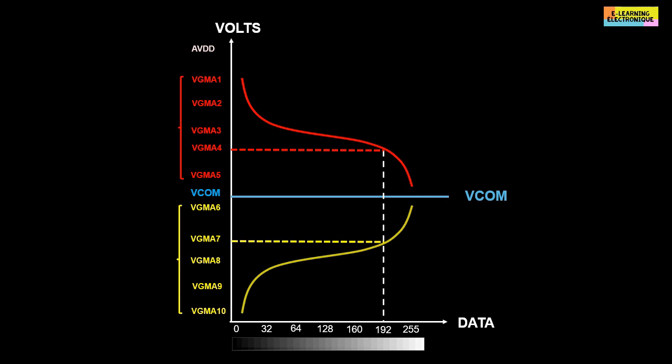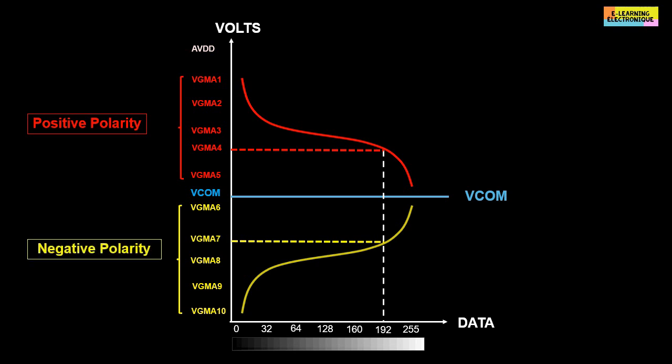Here is an example that shows how we can obtain the same data value with 2 different voltage values. The V-gamma4 is above the VCOM. Its value is positive. The V-gamma7 is below the VCOM. Its value is negative. The value of the data in decimal 192 can be translated into an analog value in the form of a positive voltage V-gamma4 or negative V-gamma7.